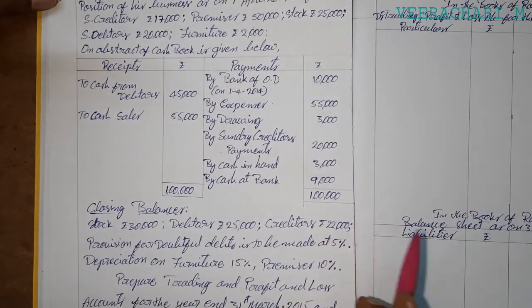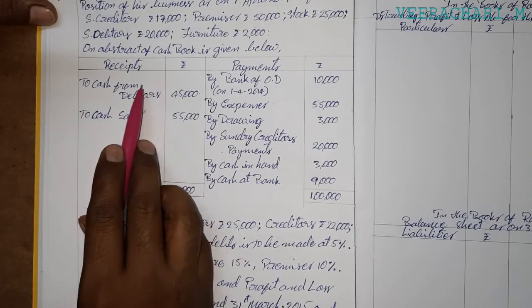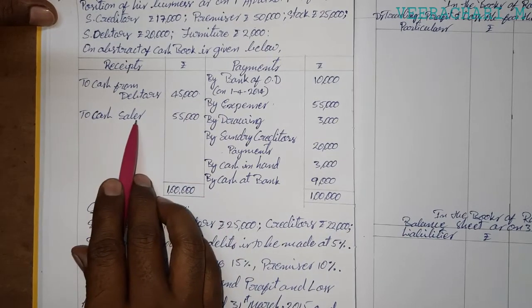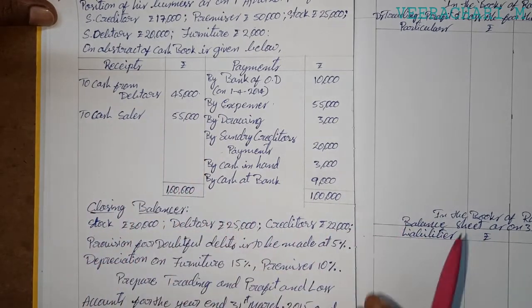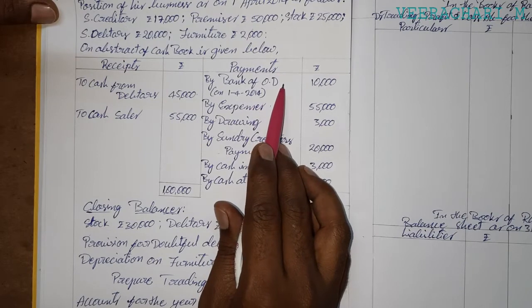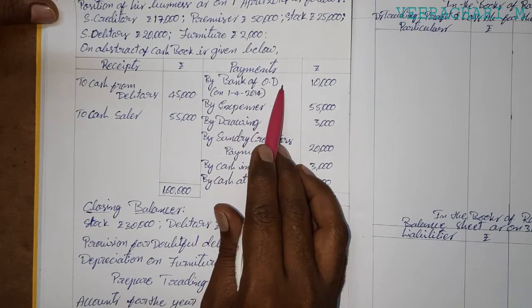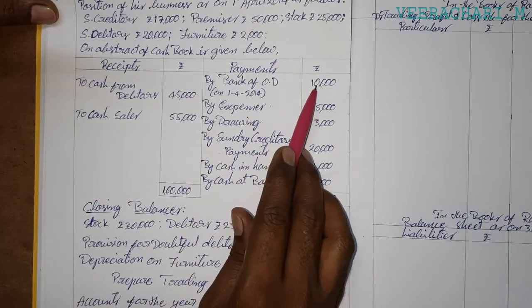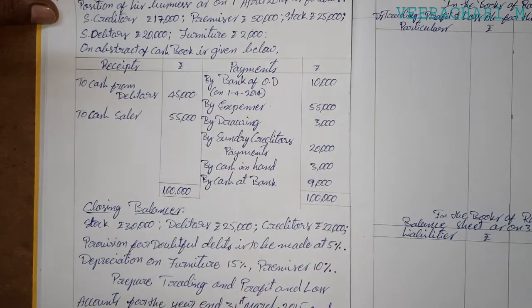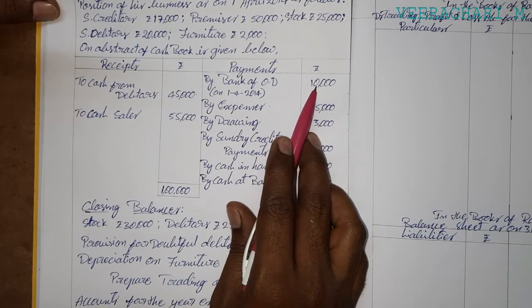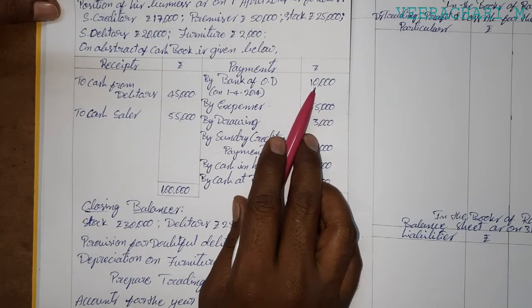Means cash book information is given. As per this cash book, cash from debtors, meaning collected from debtors, is 45,000 and cash sales is 55,000. These are the two receipts. And in this cash book, there is a bank balance brought down on the credit side, that is bank overdraft as on 1/4/2014, 10,000. It is also an opening liability in the statement of affairs. This is the opening balance. It is a negative cash balance.